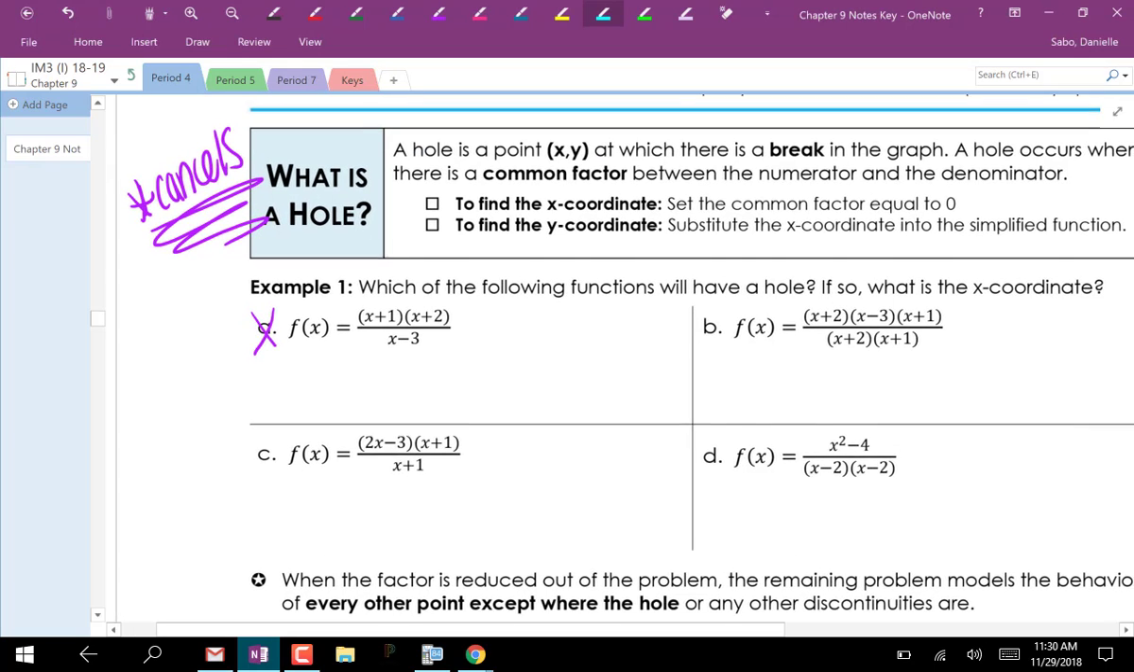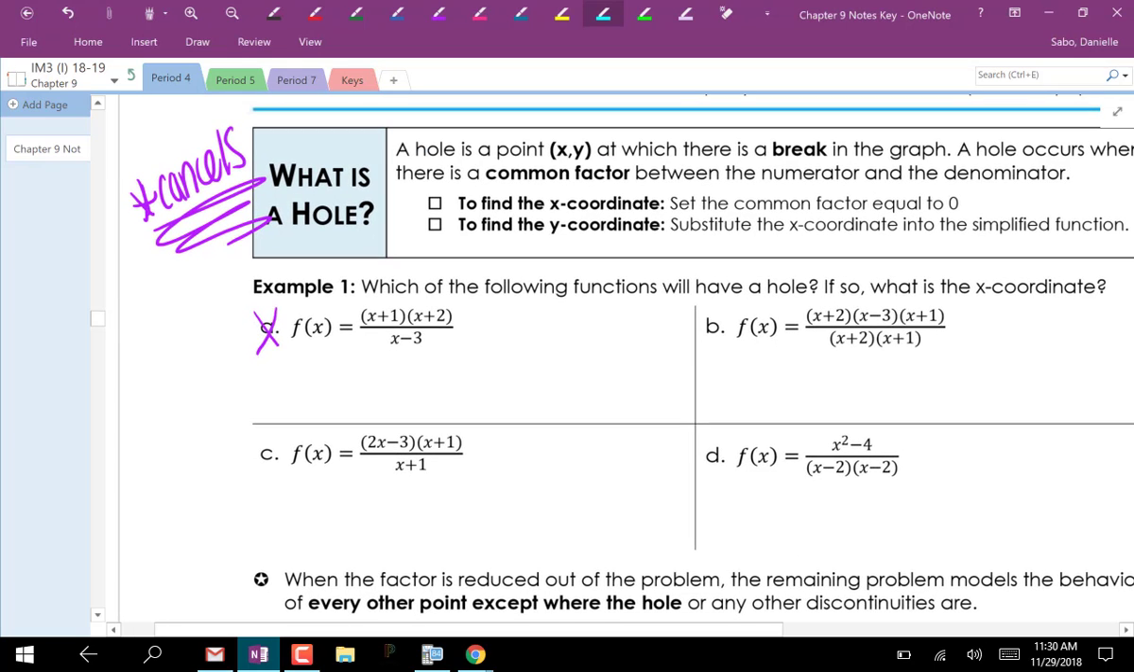Let's look at B. Do things cancel on B? Yeah. They both do. The x plus 2 cancels and the x plus 1 cancels. So here in purple, what makes x plus 2 equal to 0? What's the excluded value? What can't x be? Negative 2. So my hole is at negative 2.